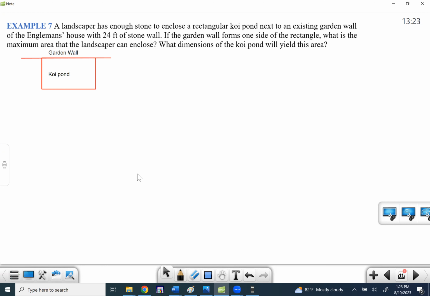So we don't need stone wall for all four sides. What it's trying to say here in the directions is that we can use this garden wall as one of the sides of the koi pond. Okay. All right, and we're just going to go ahead and have three sides that we're going to use this stone for. We're going to have to divvy it up amongst those three sides.